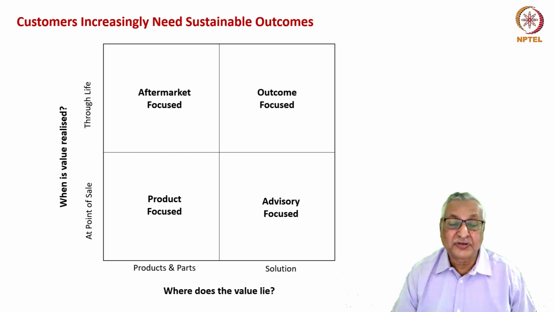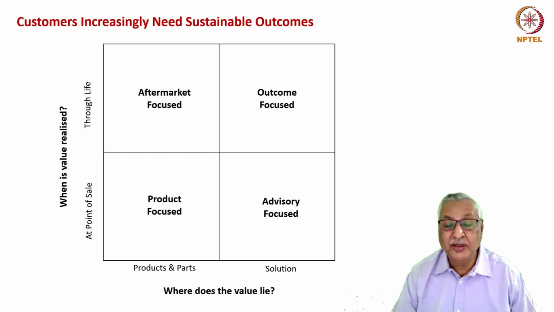This is a matrix which covers two dimensions. The horizontal dimension is the question, where does the value lie? And the vertical dimension is the question, when is value realized? In the traditional part, when the value is seen in terms of products and parts, and the value is seen to be realized at the point of sale, the whole paradigm is just product focused.